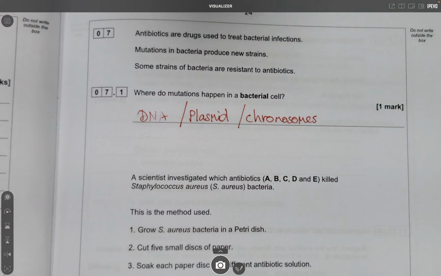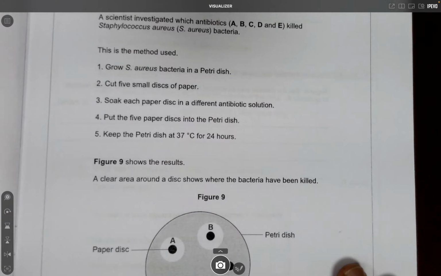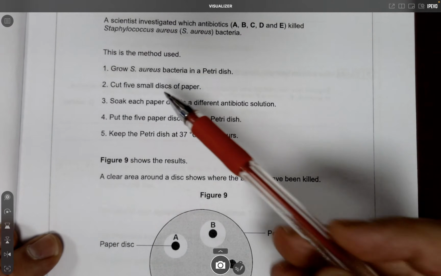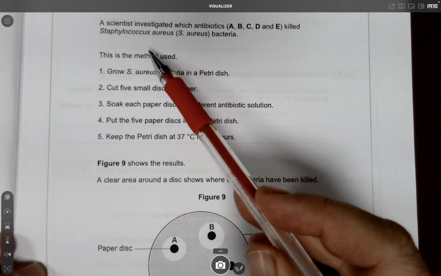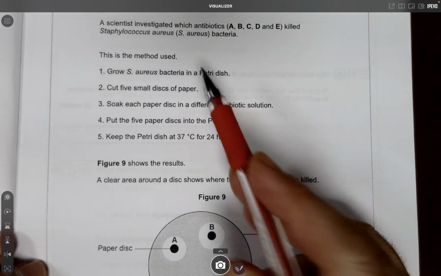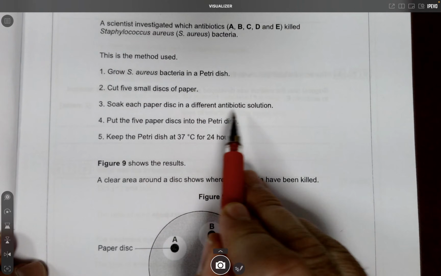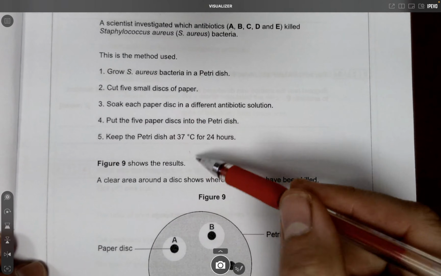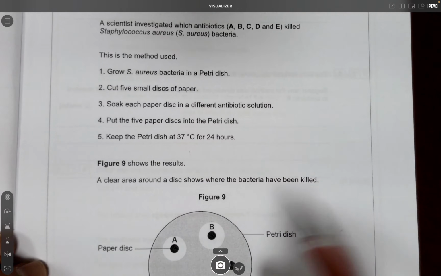We know, of course, that bacteria do not have nuclei, so the nucleus would not be an acceptable answer for this one. If we have a look at the next part of the question, we're looking at Staphylococcus aureus, and we've put it into a Petri dish. We've got some discs of paper that we've soaked in antibiotic solutions, put them in there, and we've incubated it at 37 degrees for 24 hours, and these are the results.